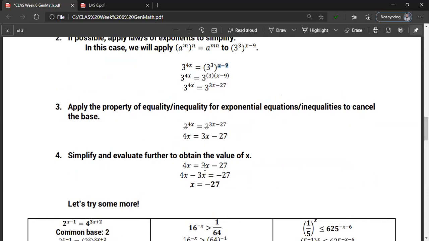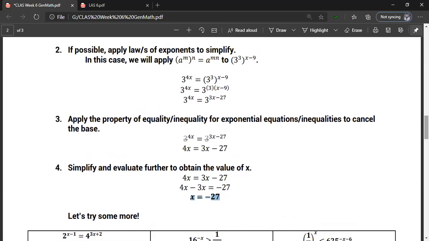So 4x equals 3x minus 27. Ililipat natin yung 3x, magiging negative. So 4x minus 3x equals negative 27. So 4x minus 3x is x. So, yan yung answer natin. X is equal to negative 27.